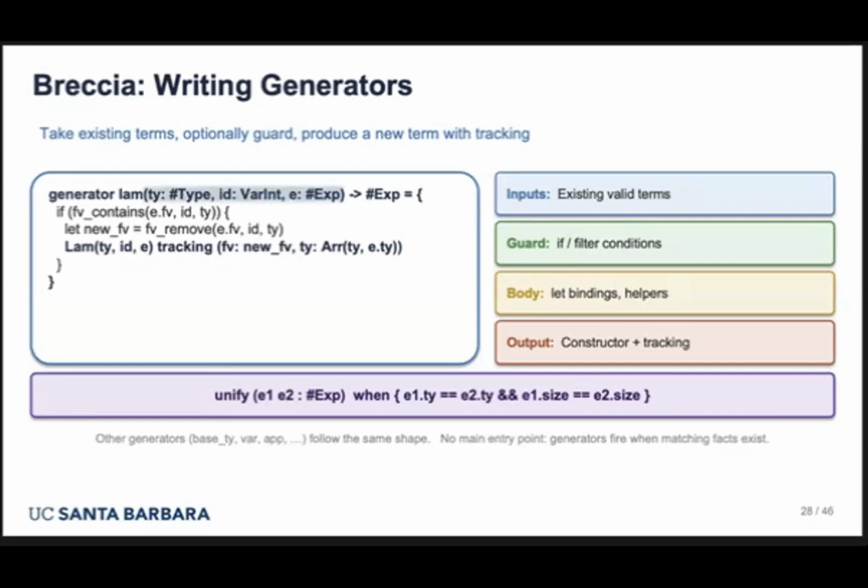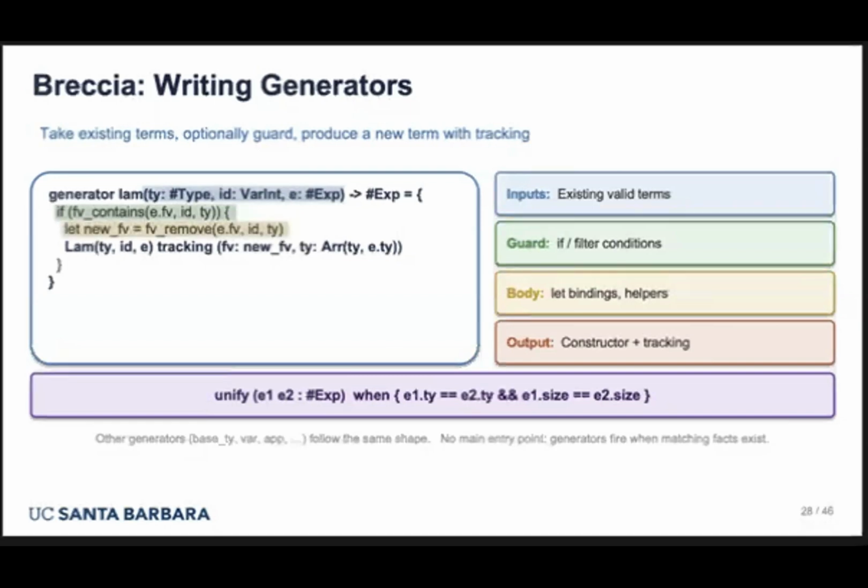Here our inputs are the parameters to the generator. We take a type, a variable ID, and an existing well-typed expression. Our guard here is our if, where we are saying we only want to fire when the variable ID of type ty is actually free in the body E. If this guard fails, the generator would fail silently. It would just produce nothing.